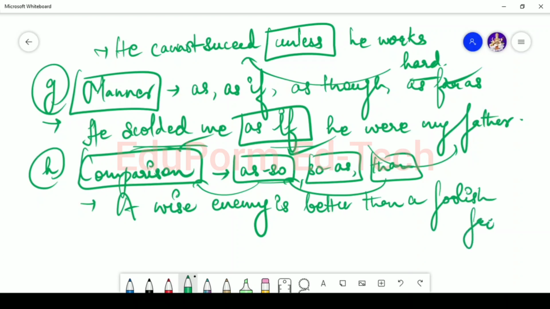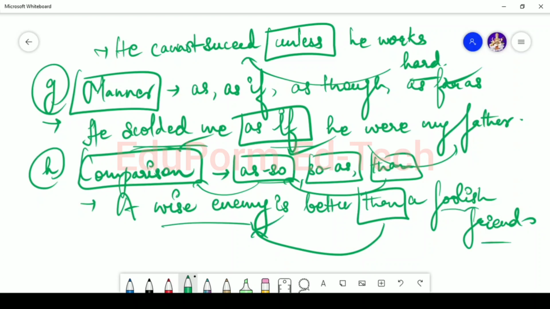एक कहावत है और ये एक सिनेरियो है जो बहुत ज़्यादा लोग यूज़ करते हैं, that a wise enemy is better than a foolish friend. एक समझदार दुश्मन ज़्यादा बेहतर है एक बेवकूफ़ दोस्त होने से ज़्यादा. ठीक है, सो कंपैरिजन, इन केस ऑफ कंपैरिजन you use conjunctions like as or so as or than. So these are the different 8 kinds of subordinate conjunctions.